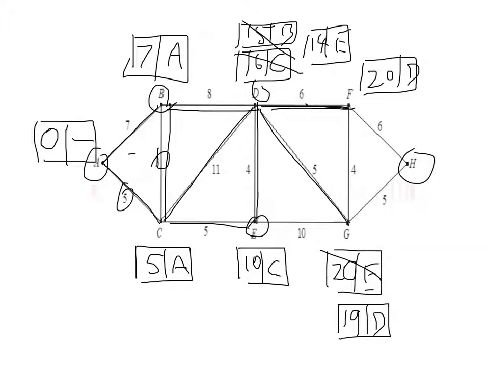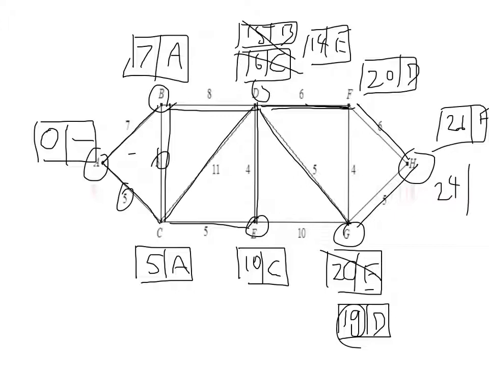And now from F, I can go down there, which will be 26 from F. But you can see from G, I'm going to be 19 plus 5, which is 24 from G. It's a bad G, sorry about that. So I think that's my quickest way, and that's going to be my shortest path.